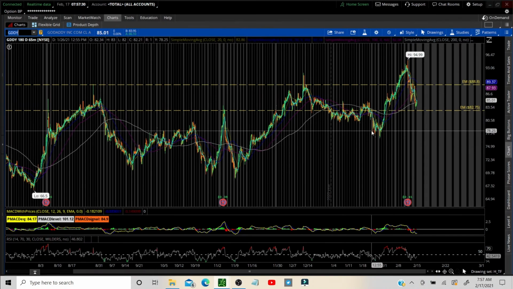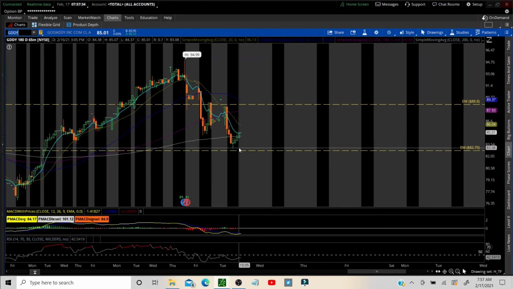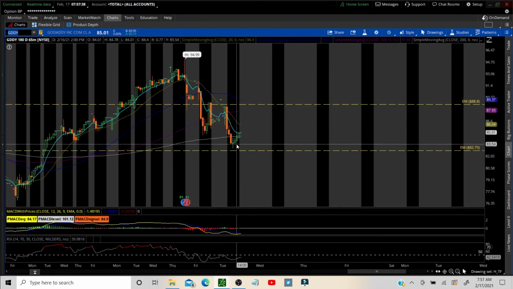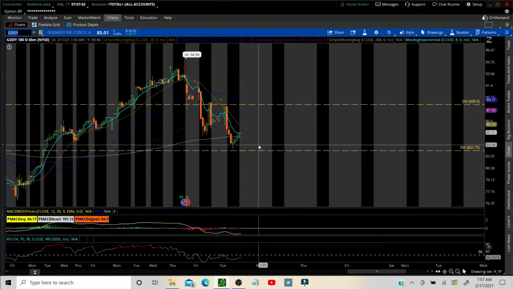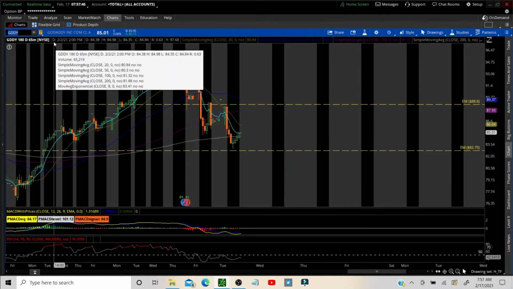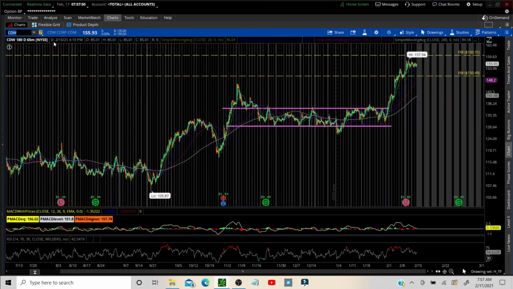All right, GoDaddy made its correction after its earnings as well, all the way down to expected move. This does look like it has completed that 1, 2, 3, 4, 5. And now we may have a fresh 1, maybe back to 2, and then up a little bit higher. Again, these are short-term trades.